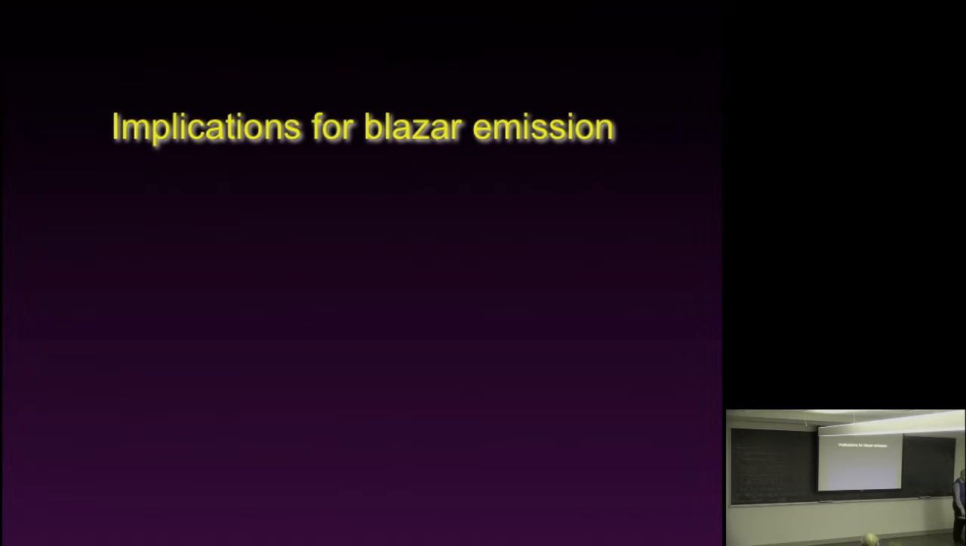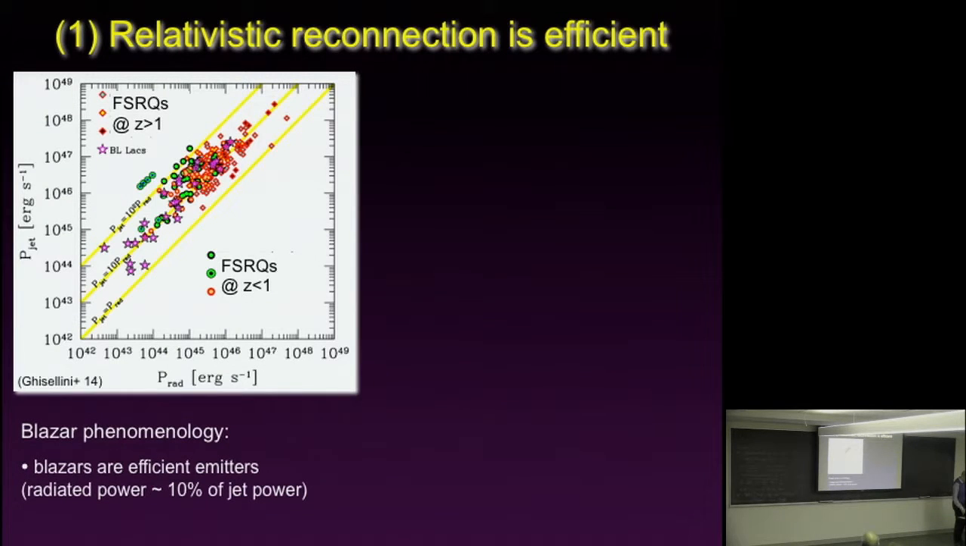So let me conclude with the implications for blazars. Are these things, this regime you're talking about, described by the force-free equations? Yes and no. The regime of very high sigma, in the extreme limit of sigma infinity, is a force-free regime. Sigma is the magnetization, the ratio of the magnetic energy to the rest mass energy of the particle. So in the limit of this ratio going to infinity, this will become force-free.